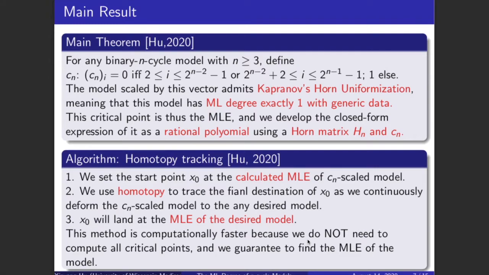The homotopy tracking algorithm is based off the main theorem. We calculate the MLE using the theorem above, which is very fast because it is in closed form, and then we set it as a starting point x0. Then we use homotopy to deform the Cn scaled model to any model we want to investigate and trace the change of x0. The final destination of x0 is therefore the MLE of the desired model. This method is fast because it avoids computing all the possible critical points, which is a huge number in most cases. And it also guarantees to find the true MLE.